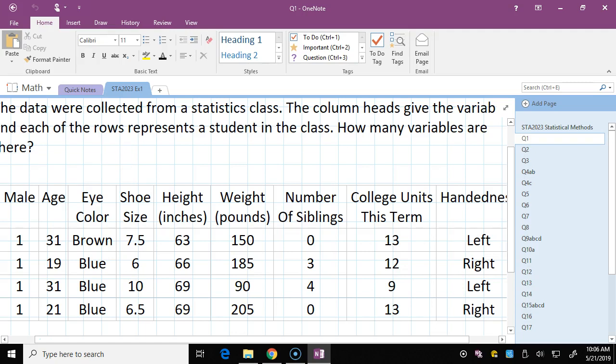9. Yeah, you just count them up. 1, 2, 3, 4, 5, 6, 7, 8, 9. There are 9 headings, 9 variables. So pretty straightforward. Moving on to question number 2.